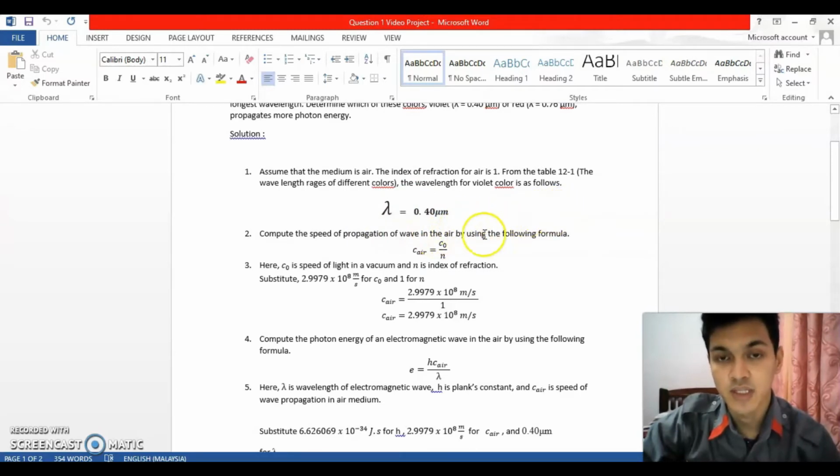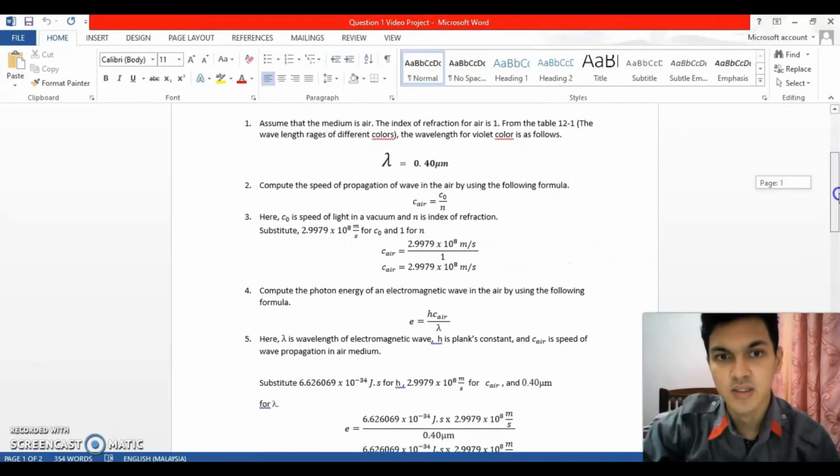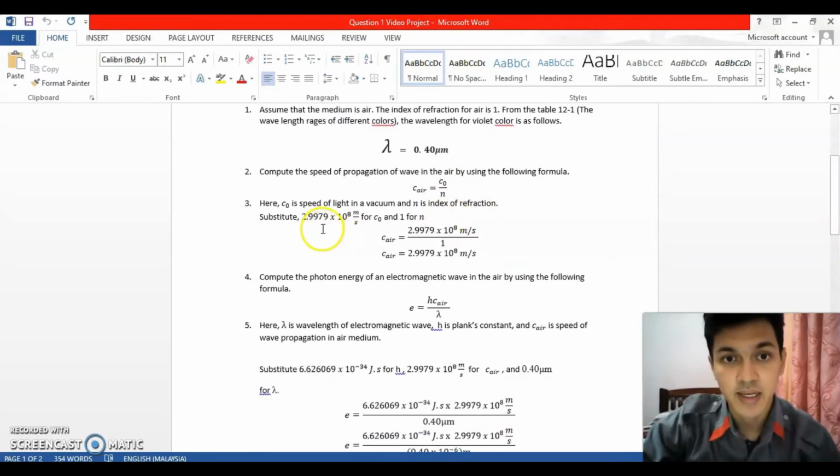by using the following formula, C L equals C naught over n, where C naught is the speed of light and n is the index of refraction. So we substitute 2.9979 times 10 to the power of 8 for C naught and 1 for the index of refraction, and we get C L, which is 2.9979 times 10 to the power of 8.